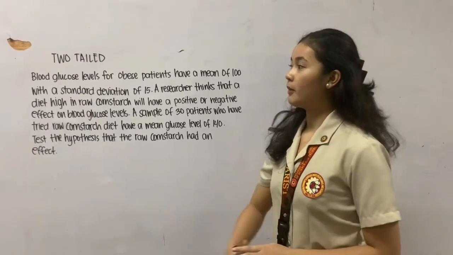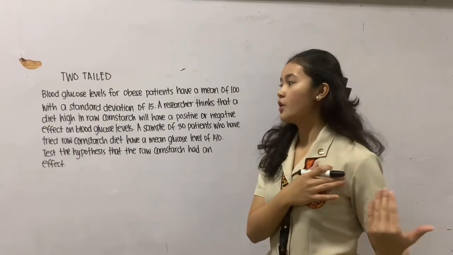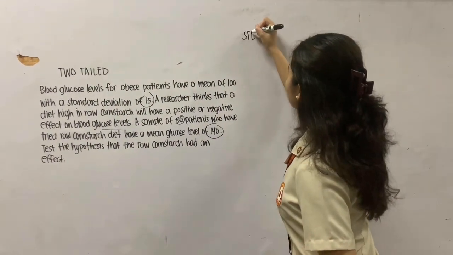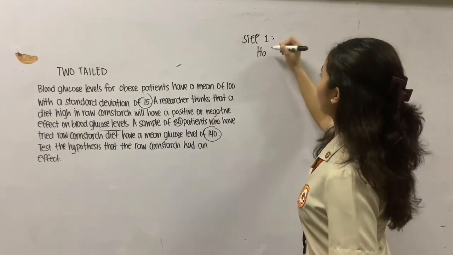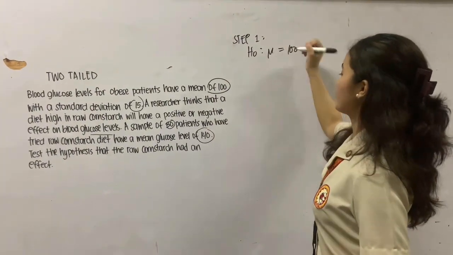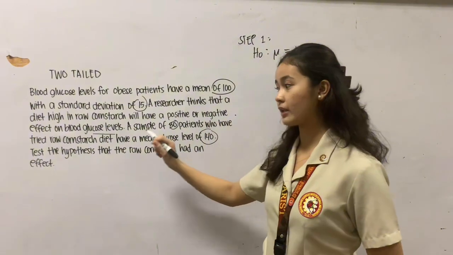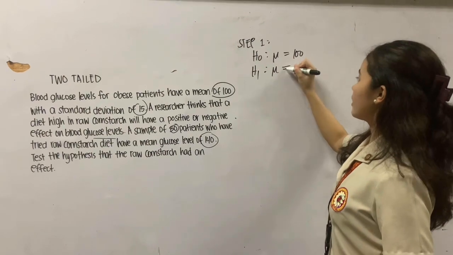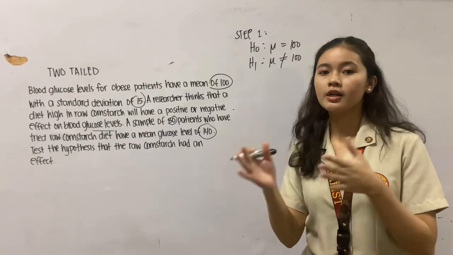So the second example is all about the two-tail. Since it was further explained in the last video, here we have the sample. The first step is to state the null hypothesis and the alternative hypothesis. The null hypothesis is that the mean is equal to 100. And the claim here is that a researcher thinks a high diet and low cornstarch will have a positive or negative effect on the blood glucose level. So here we have an alternative hypothesis: the mean is not equal to 100, because we don't know if it is greater or much smaller.